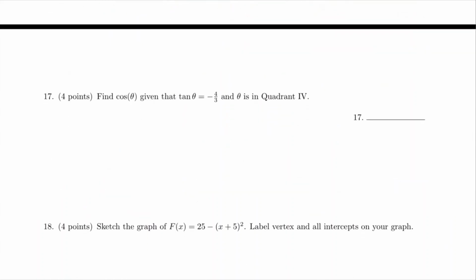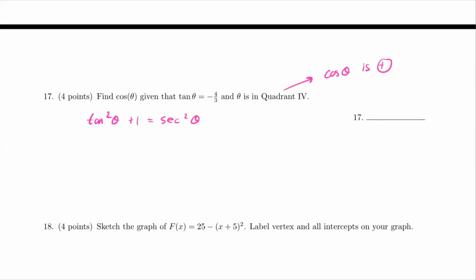For number 17, we're going to find cosine theta given tangent theta, and also our angle is in quadrant 4. So remember, in quadrant 4, cosine is positive. So whatever value we get, we make sure to take the positive value. So let's apply the identity that relates tangent with cosine. Well, I can use this identity, tangent squared theta plus 1 is equal to secant squared theta. And then whatever answer I get, I'll reciprocate because secant is 1 over cosine.